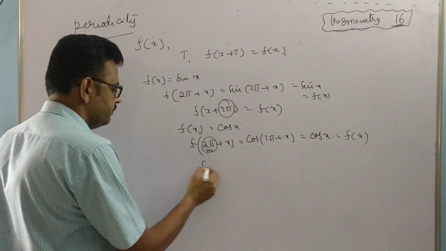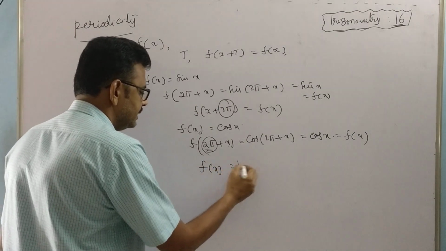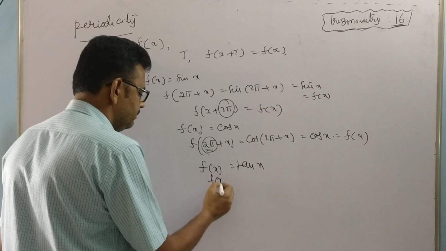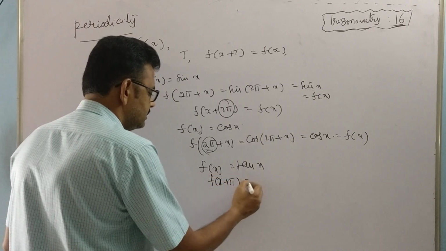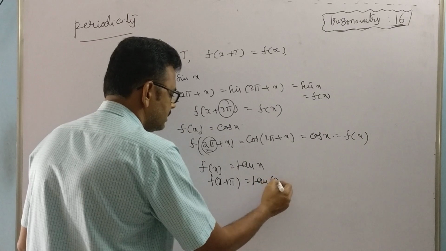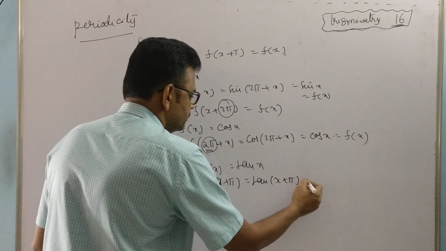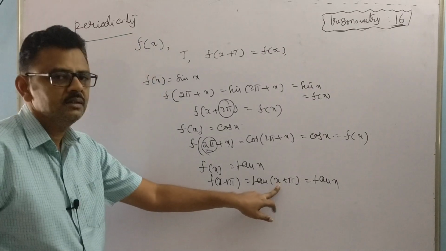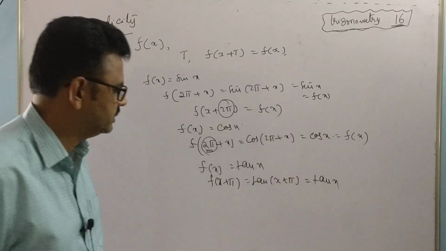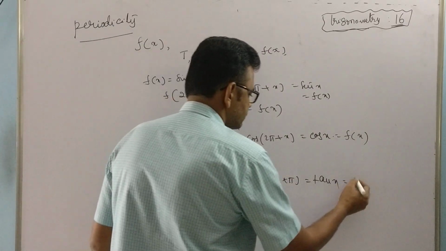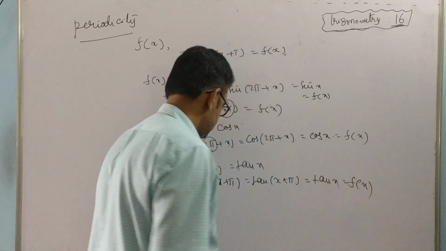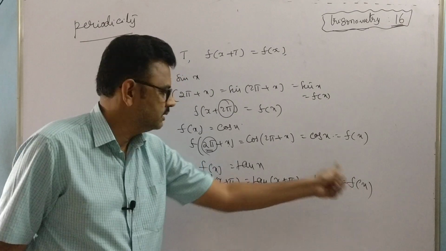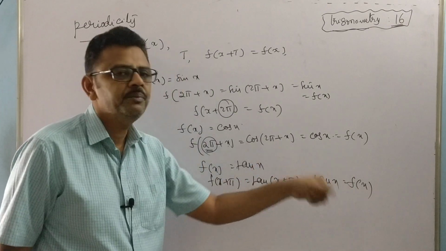If you take f of x is equal to tan x. Now f of x plus pi is equal to tan of x plus pi, which is equal to tan x. Tan of pi plus x, third quadrant, tan is positive, which is tan x. Therefore, this is equal to f of x. So f of x plus pi is equal to f of x. Therefore, the period of tan x is pi.